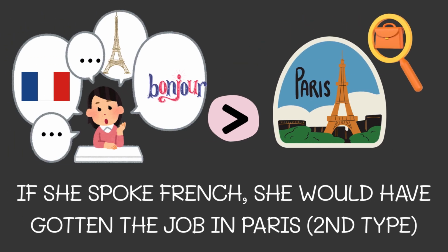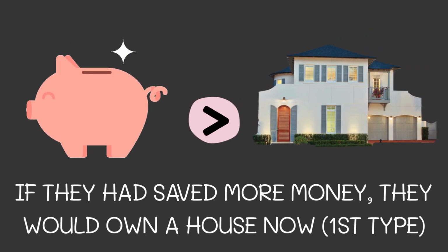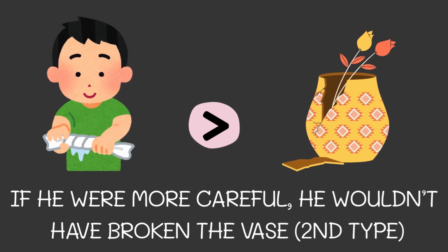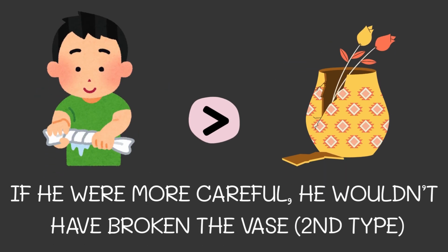Let's look at some more examples. If she spoke French, she would have gotten the job in Paris. If they had saved more money, they would own a house now. If he were more careful, he wouldn't have broken the vase.